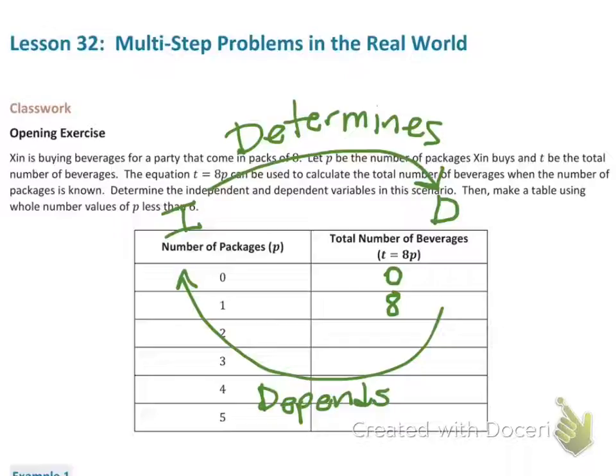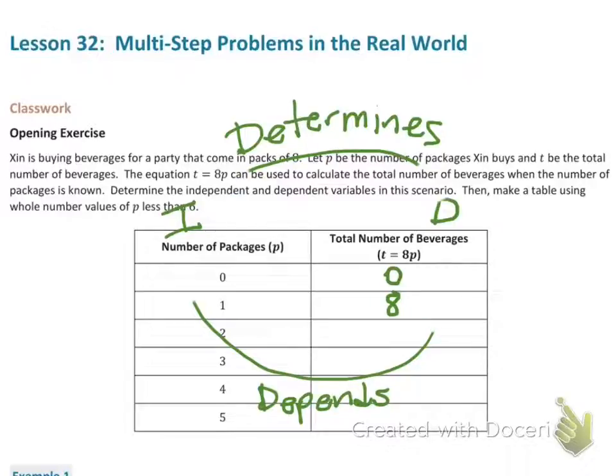It doesn't work if you turn it around the other direction. So let me show you what I mean. If we took this arrow away and that arrow away, and we turned it around, so now we're saying the number of beverages that I have determines how many packages I buy, and then the number of packages that I buy depends on how many beverages I have. Well, that just doesn't make sense. So if you read it in this fashion, determines and depends, and it doesn't make sense, then you probably have it the wrong way. So turn it around the other way and see if it makes sense that way.